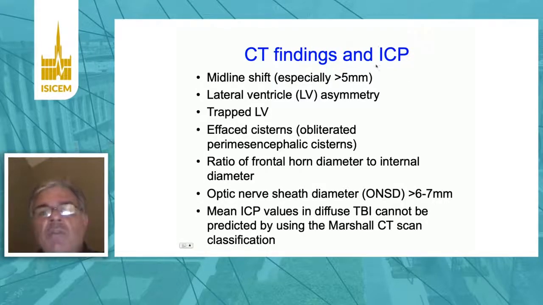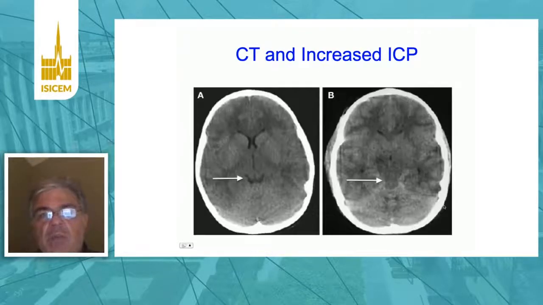Intracranial pressure often drives how we manage patients. CT can be used to help define that. Midline shift, particularly more than 5 millimeters, asymmetry of the lateral ventricle or trapped lateral ventricle, obliteration of the perimesencephalic cisterns, and optic nerve sheath diameter, among other findings, will suggest raised intracranial pressure.